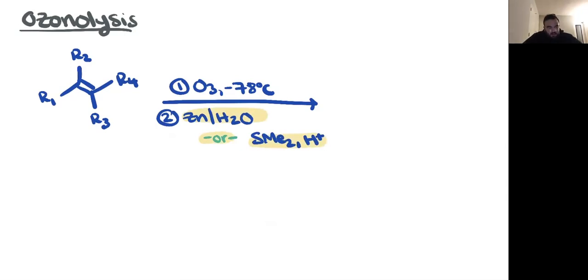Spoiler alert, dimethyl sulfide smells really, really bad because of the sulfur. Okay, so when you do that, you're essentially cleaving this carbon-carbon bond over here to give you two products containing carbonyl compounds.